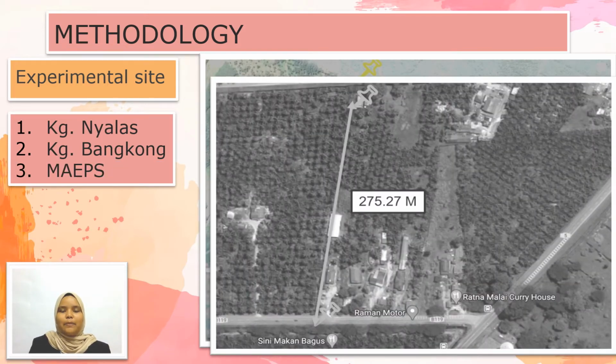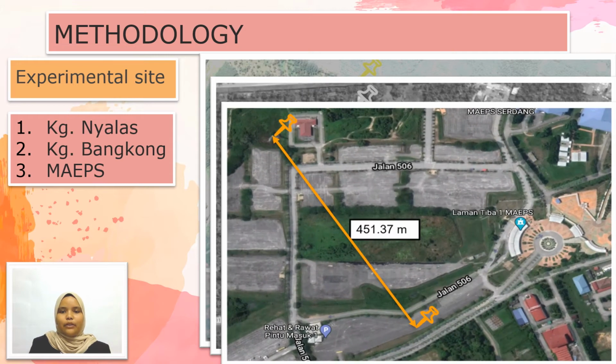And the last experimental site is at MAEPS, which is located in Serdang, Selangor. The distance between transmitter and receiver is 451.37 meters.